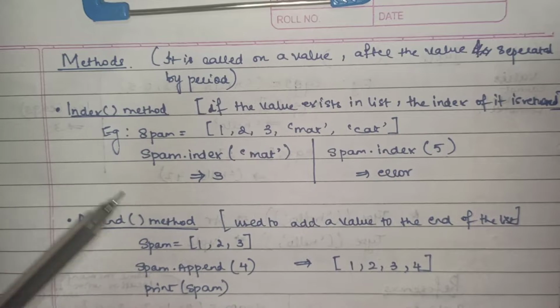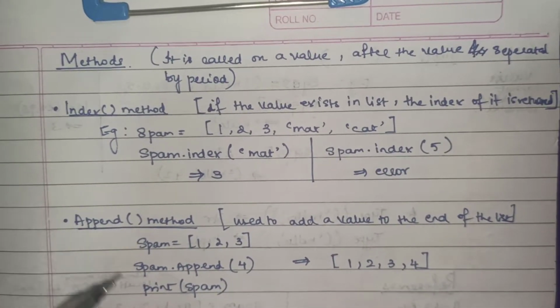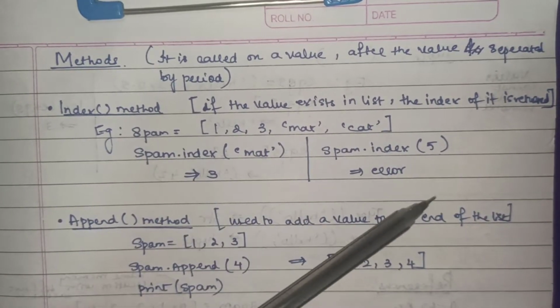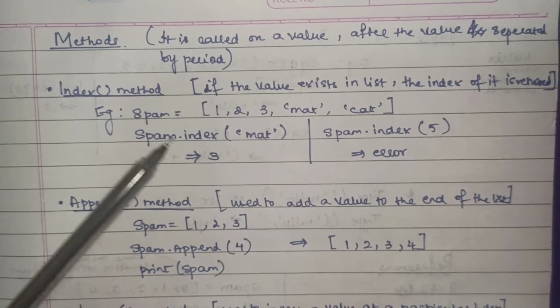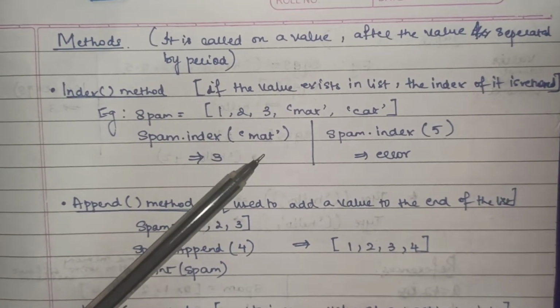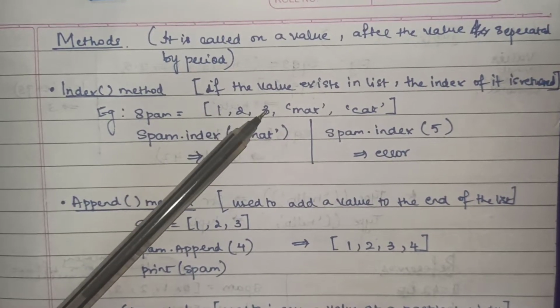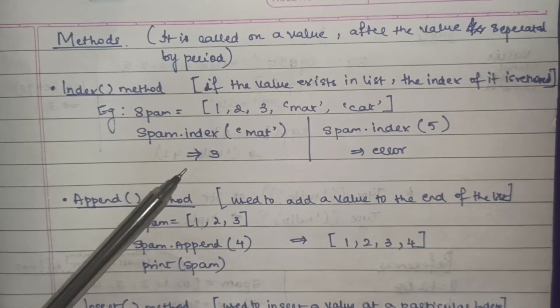Firstly, the index method. If you want to get the index of a particular value present in the list. Suppose you have this list with 1, 2, 3, mat and cat as elements, and spam.index: spam is the list name, and index is the method where you pass the parameter, the element. 0 1 2 3 is the index of this value, so that will be returned.